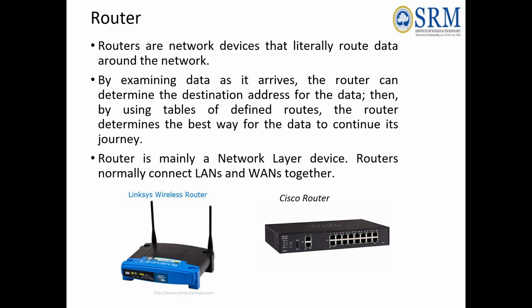Next one is router. Routers are the network devices that literally route the data around the network. By examining data as it arrives, the router can determine the destination address for the data. Then, by using the tables of defined routes, the router determines the best way for the data to continue its journey. A router is mainly a network layer device. Routers normally connect LANs and WANs together.